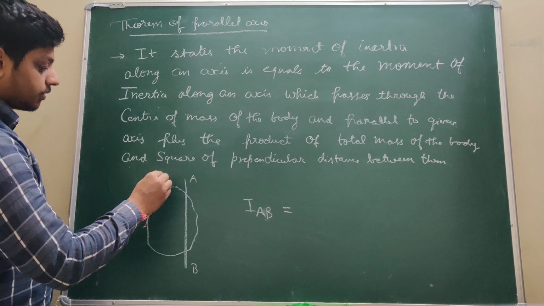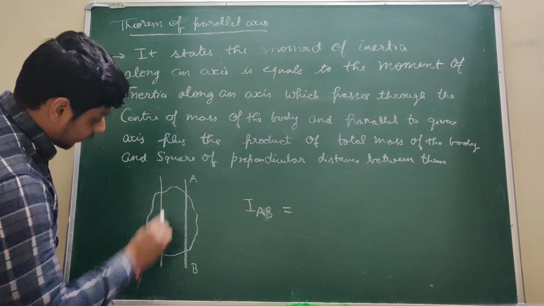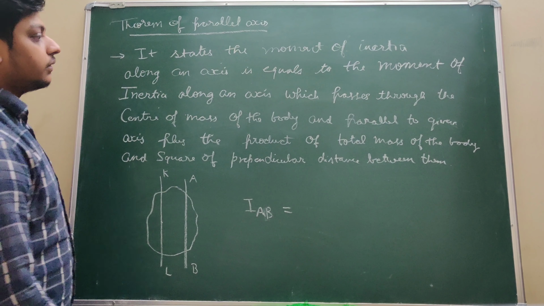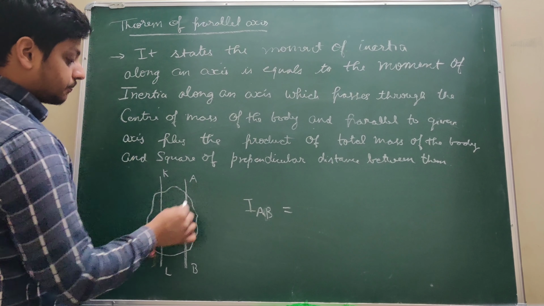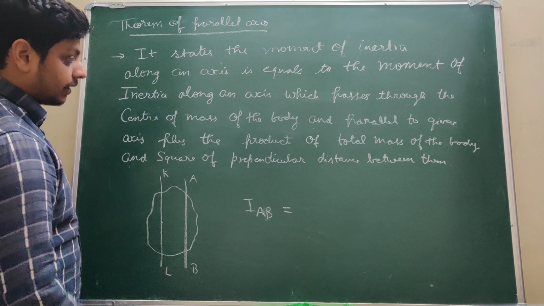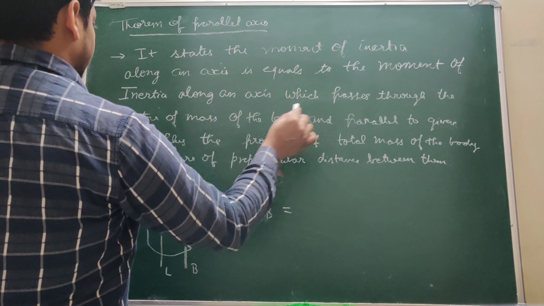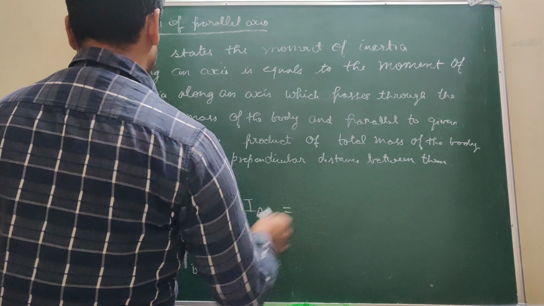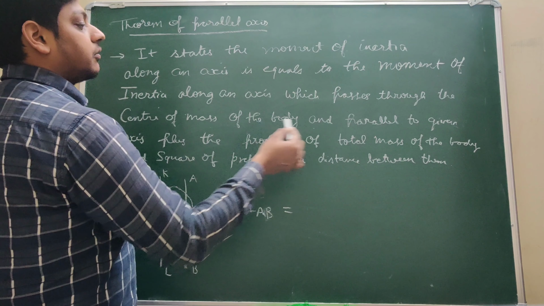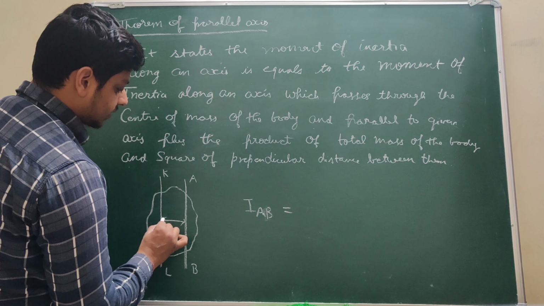Suppose an axis KL is passing through the center of mass of the body and parallel to the given axis, and this axis is parallel to AB, plus the product of the total mass of the body and the square of the perpendicular distance between them. Suppose h is the perpendicular distance between them.